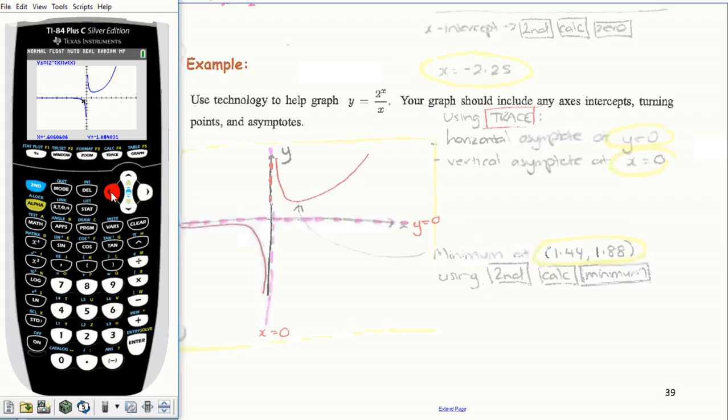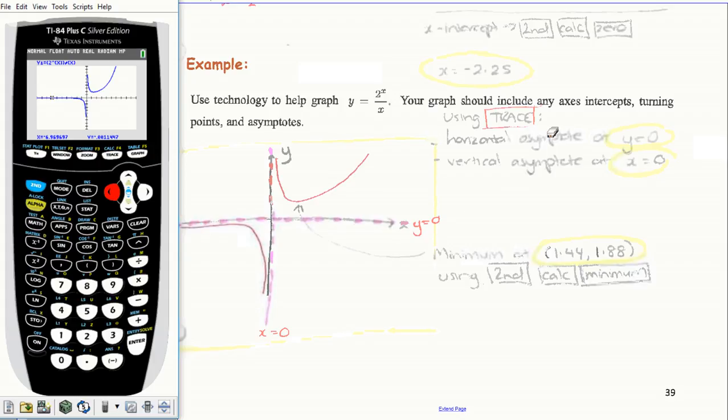It's looking like it's getting closer and closer to 0, or at negative 0 point something, it's getting closer and closer to 0. It's not crossing 0. So we can write y equals 0. So remember, use trace, horizontal asymptote at y equals 0, vertical asymptote at x equals 0. And to draw them in, you do dot, dot, dot lines. They have to be dashed lines when you're doing asymptotes.